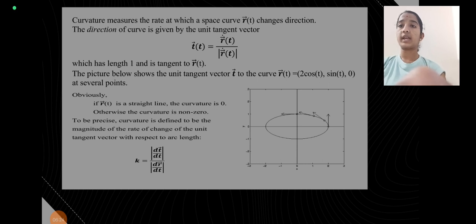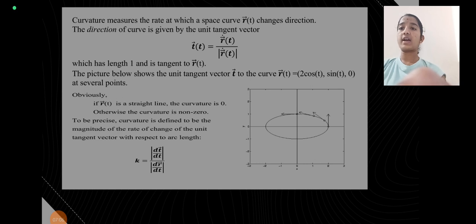Curvature measures the rate at which a space curve changes direction. The direction of the curve is given by the unit tangent vector T of t, which is equal to r dash of t by mod of r dash of t, which has length 1 and is tangent to r vector of t. The picture below shows the unit tangent vector T and curve r is equal to 2 cos t, comma sin t, comma 0 at several points.